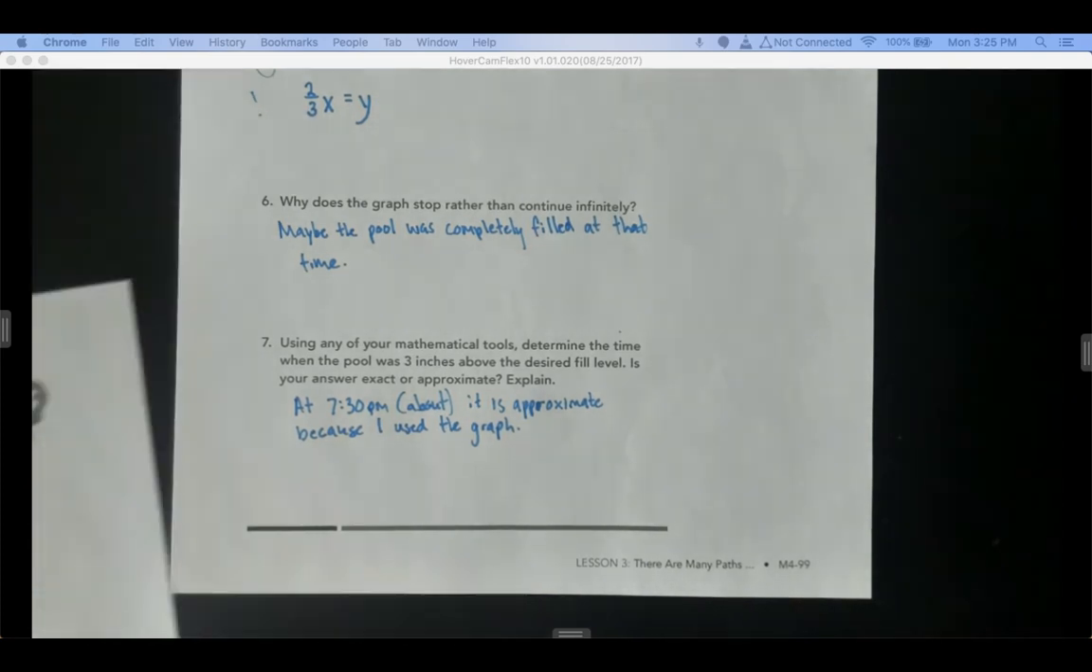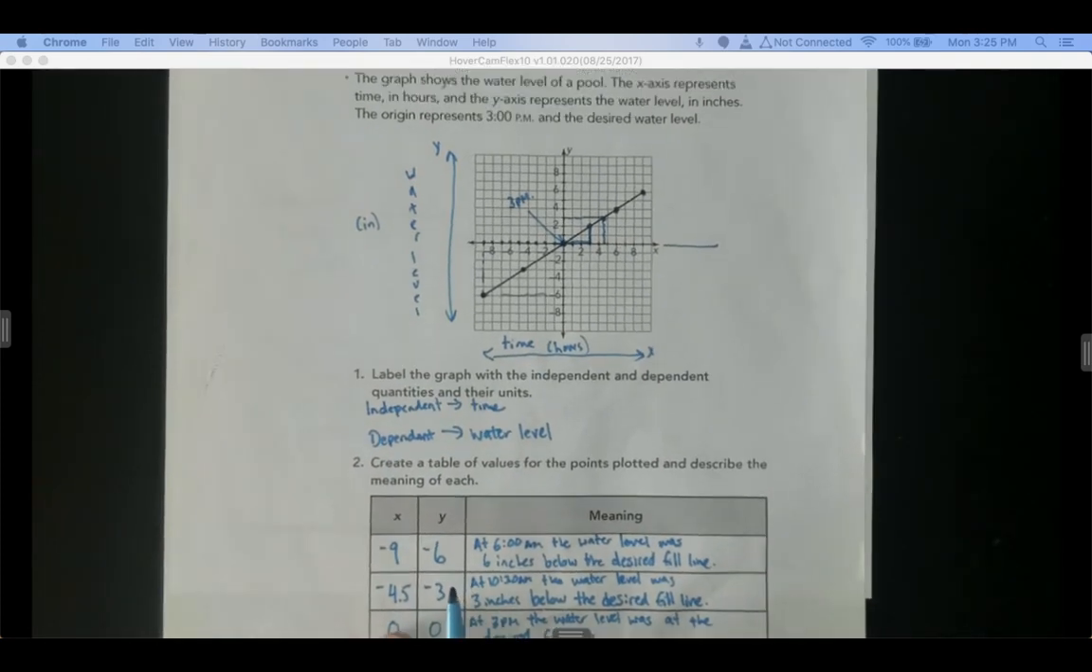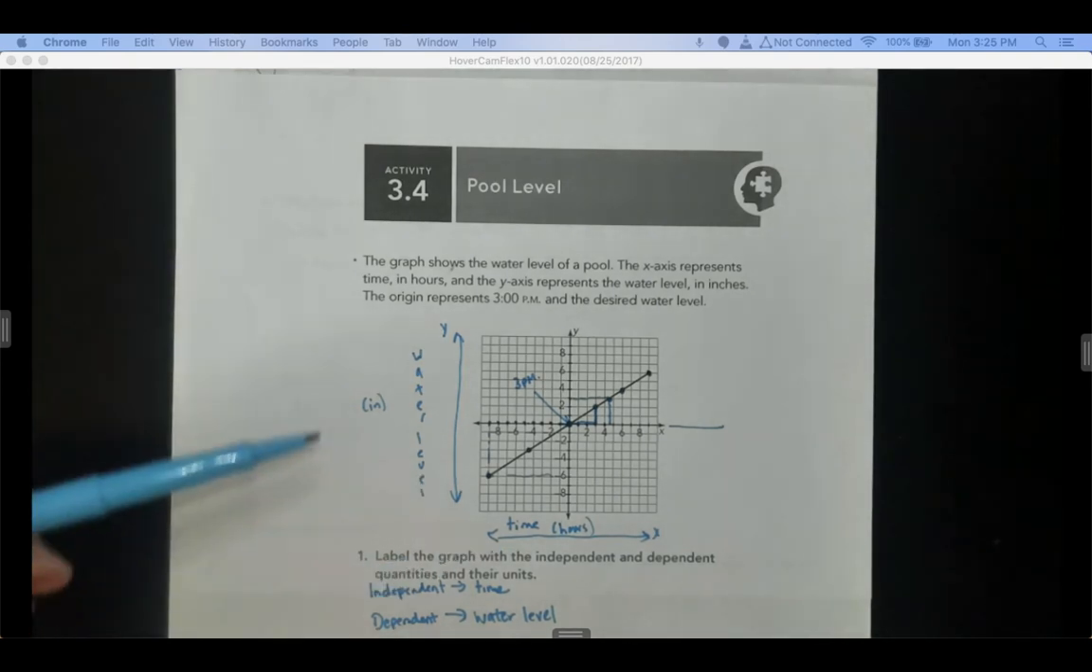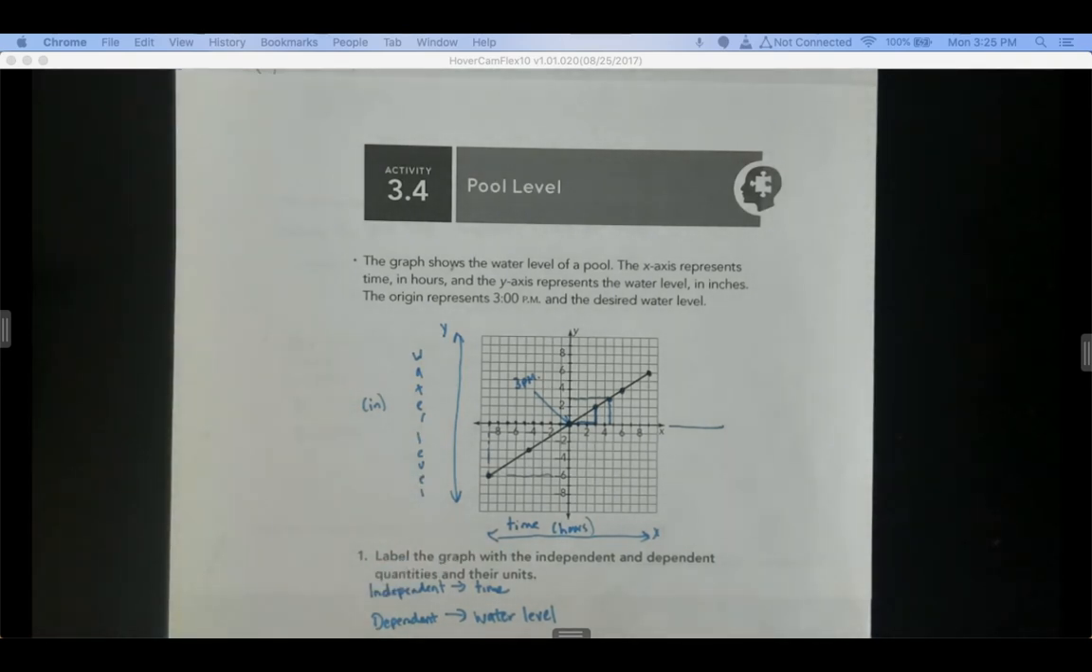So activity 3.4 is just another practice in using a graph in a real life situation and using a graph that deals with all four quadrants. And that was activity 3.4.